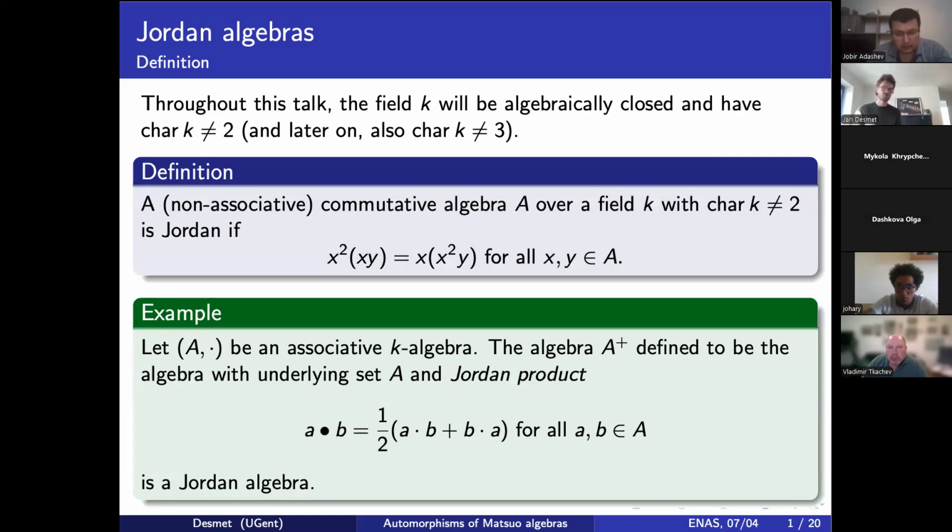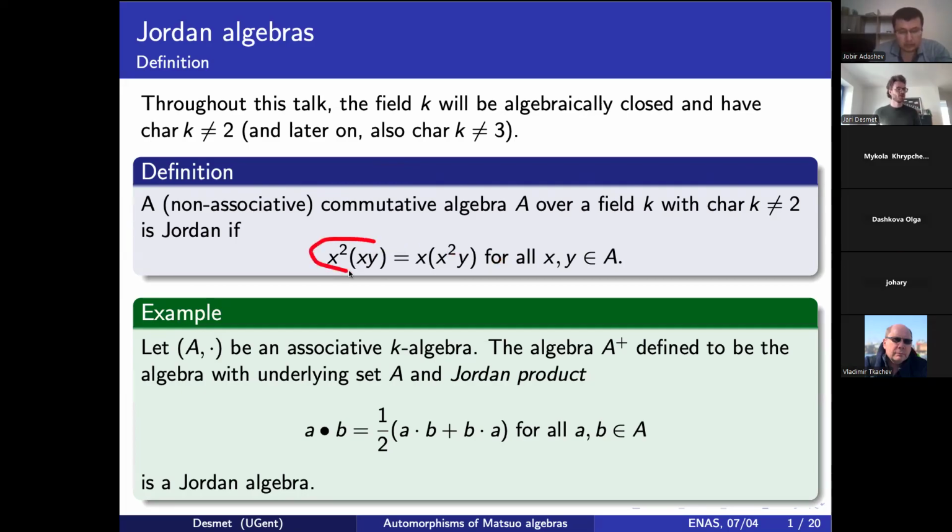the first definition we're going to give is that of the Jordan algebra. I assume that most people here know what a Jordan algebra is. In some sense, you could say they're the second most well-known class of non-associative algebras, the first one, of course, being Lie algebras. But just in case, it's a non-associative commutative algebra over a field with characteristic not 2 that satisfies this polynomial identity.